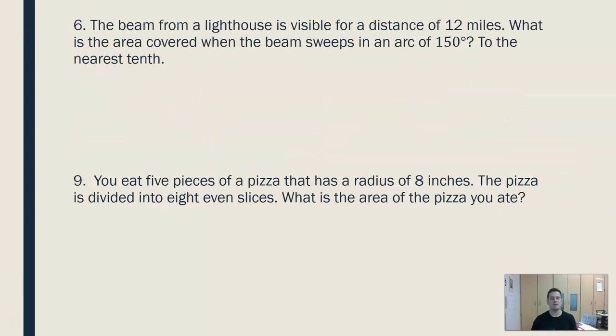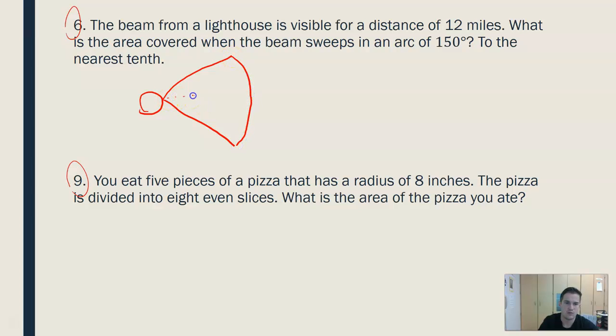Okay, here's some real-world type style problems you might see in association with sector area. This is number 6 and number 9 on your guided notes. So 6 says, the beam from a lighthouse is visible for a distance of 12 miles. What is the area covered when the beam sweeps an arc of 150 degrees to the nearest tenth? Okay, so I'm going to say I'm looking like from the satellite view. So here's my lighthouse, and here's the beam here. So it reaches out for a radius of 12 miles. So that's as far as my lighthouse is visible. That's as far as the beam goes.